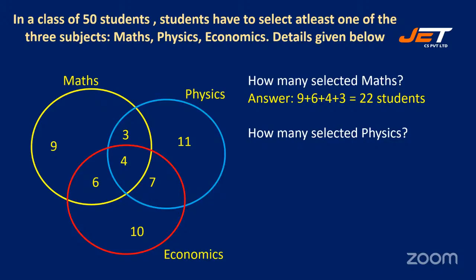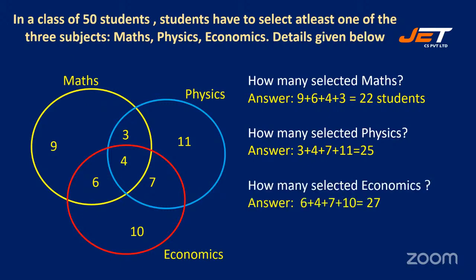How many selected physics? So you should add the physics circle, which is 3 plus 4 plus 7 plus 11, which is 25. Yes. Next, how many selected economics? Obviously, you will take only the economics circle: 6 plus 4 plus 7 plus 10.